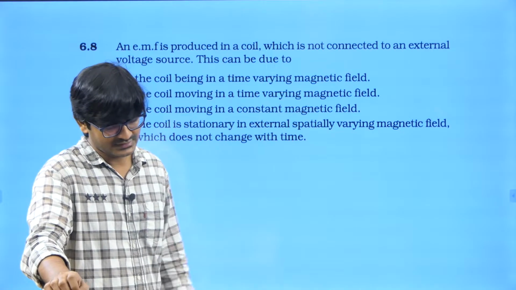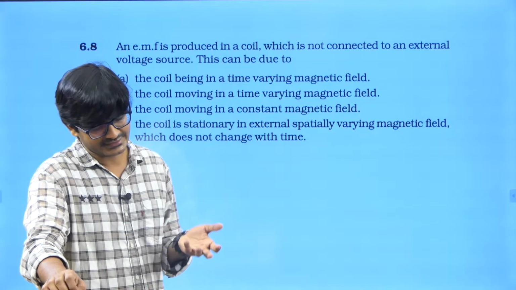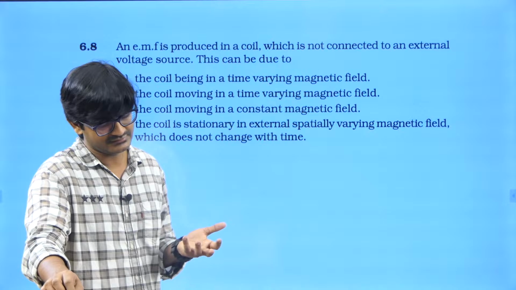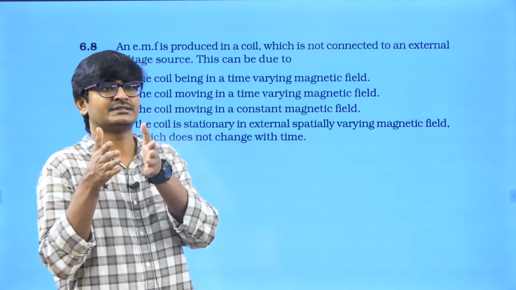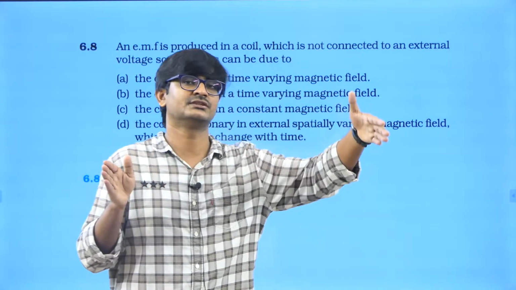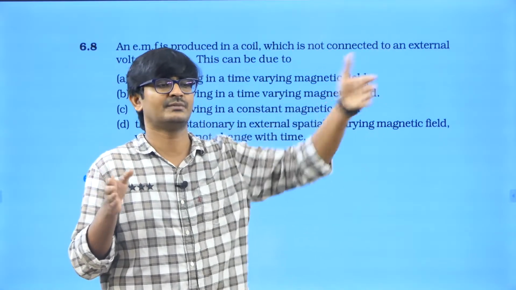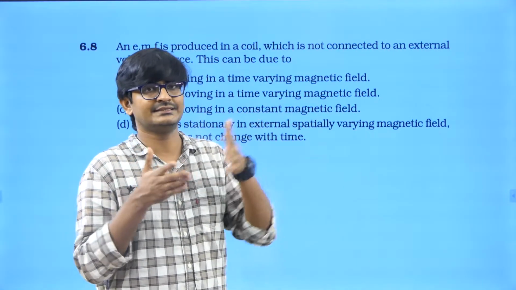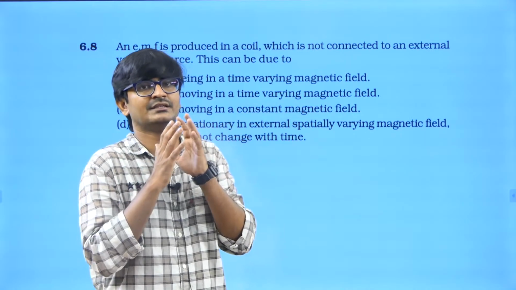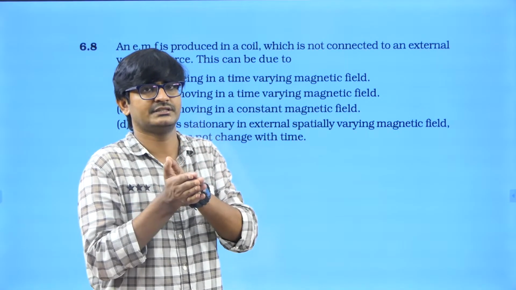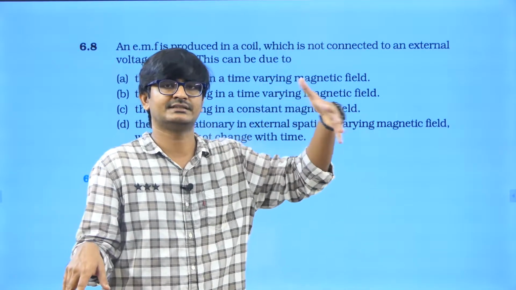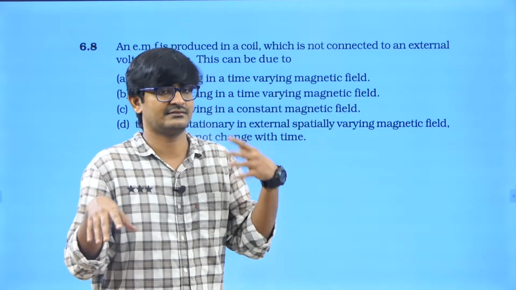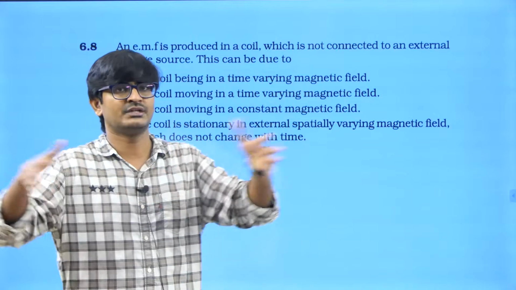What about the last one? The coil is stationary in external spatially varying magnetic field but does not change with time. So there is magnetic field whose value is something at origin, whose value is something at x equal to 1, whose value is something at x equal to 2, but it is not changing with time. So let me say if it is 1 millitesla at origin, so it is 1 millitesla at origin forever. So if it is 2 millitesla at x equal to 1, then it is 2 millitesla forever. So it is varying only with space.